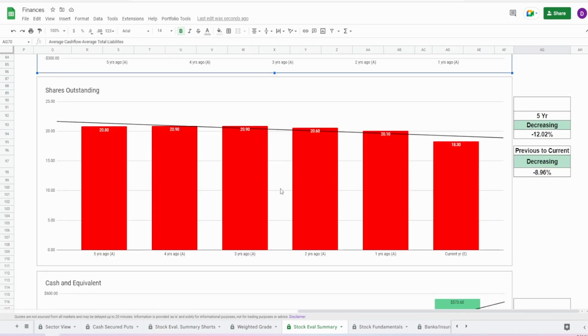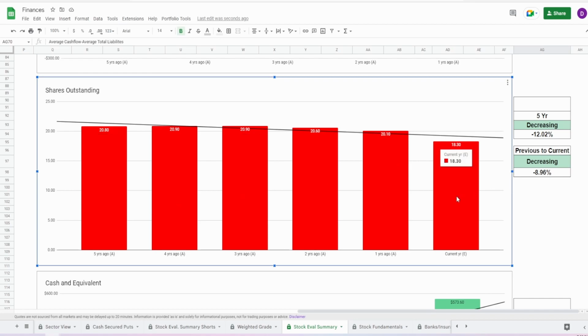And now moving into the shares outstanding, this one's also looking good. However, they did have instances where they issued shares. But on the 5-year scale, they are buying back, going from 20.8 million shares to 18.3 million shares. That's a buyback of 12% from the 5-year scale and almost a 9% buyback on the previous year to the current year. That's insane. That's absolutely insane. And that's actually looking really, really good for a company this small and with this small amount of PE.